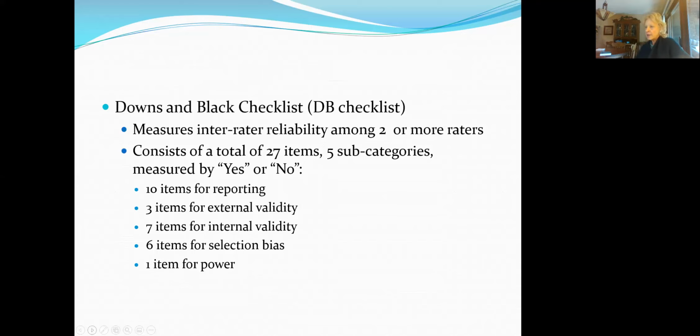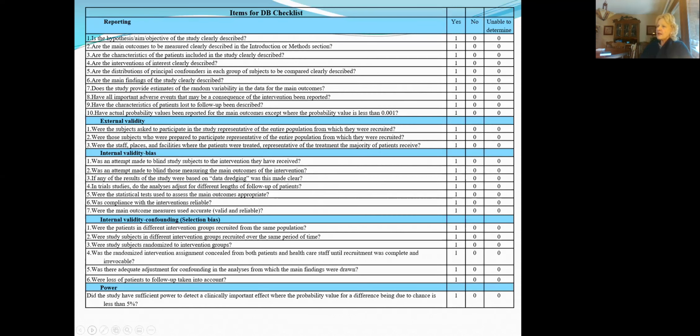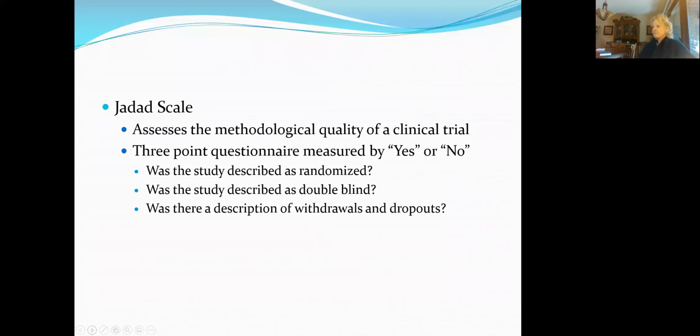So there's 10 items for reporting, 3 for external validity, 7 for internal validity, 6 for selection bias, and 1 item for power. And these are the individual items, and certainly you can look up if you really want to see the specifics of this, but you just say yes or no or unable to determine for each item. And then you get together after you've completed it for each study, and you look for agreement, and we'll go into that a little bit more in a minute.